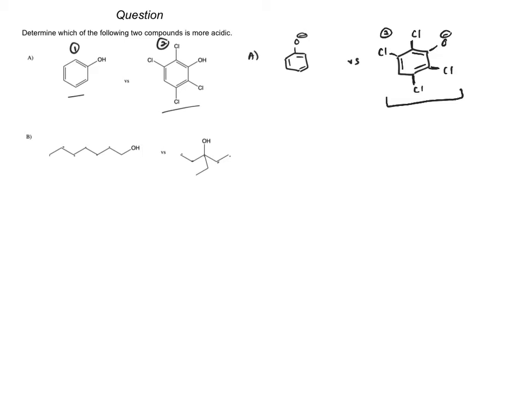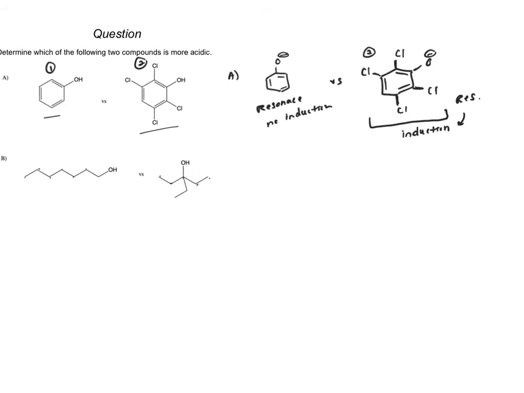Because of induction, the chlorines are going to pull electron density towards themselves. So we're spreading out electron density more in molecule 2 versus molecule 1. This one had resonance, but no induction. This one had resonance, and also induction. Because of that induction, this is more stable, and therefore this is the stronger acid.